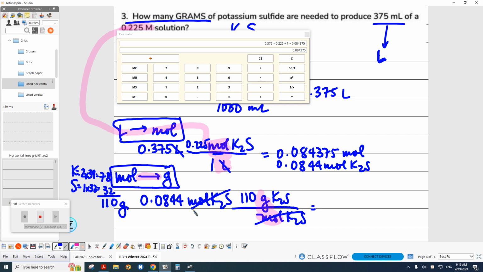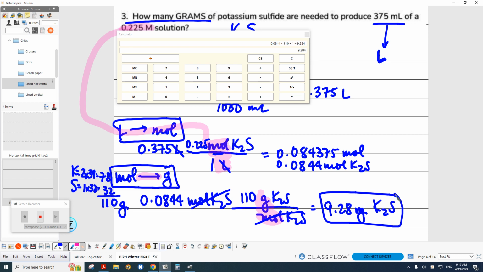Moles cancel out. Therefore, we're just going to take 0.0844 multiplied by 110 and then divide by 1. And the answer is 9.28, but more importantly, grams of K2S. And so, how many grams of potassium sulfide are needed? 9.28 grams of potassium sulfide are needed.